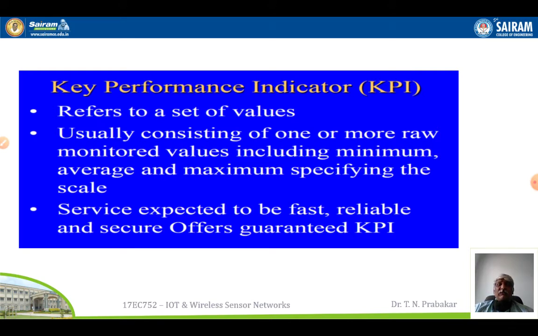And this service is expected to be fast, reliable and secure. So mostly there are three main things. One is fast, right? It should be very fast, giving a quick response. Then it should be reliable, right? So all the time I should have access to the service. And it should be secure. Supposing I want to put some data for some computation, I am putting my own data onto the web servers or whatever it is, and the data should be secured, right? So all these things should be guaranteed by this KPI.